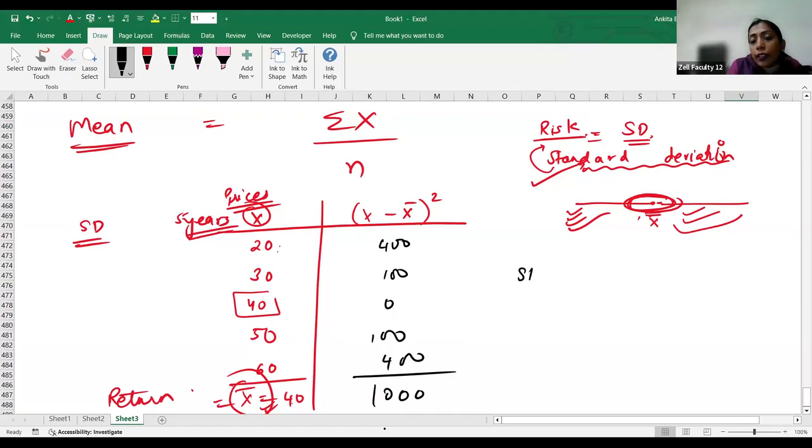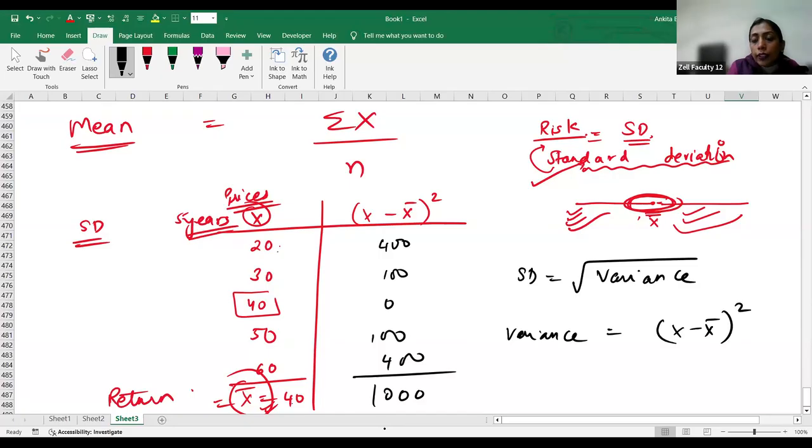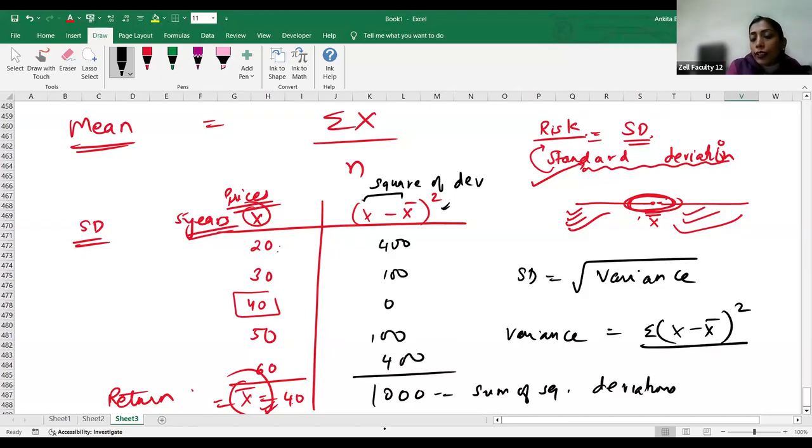Now, standard deviation is calculated as the square root of variance, where the formula of variance is x minus x bar squared. First do the deviation. This part is deviation. Then square the deviation. So this is known as square of deviations, and this is known as sum of squared deviations. So square the deviations and then sum it. You'll get the sum of squared deviations, and then divide it by n minus 1. This is variance.